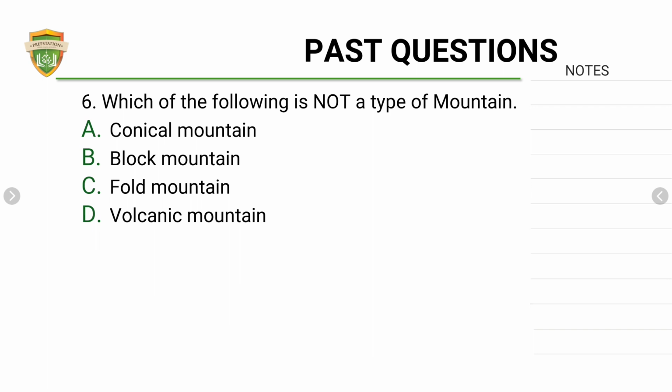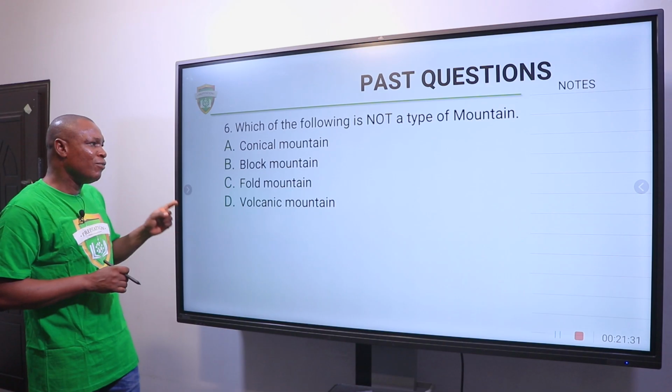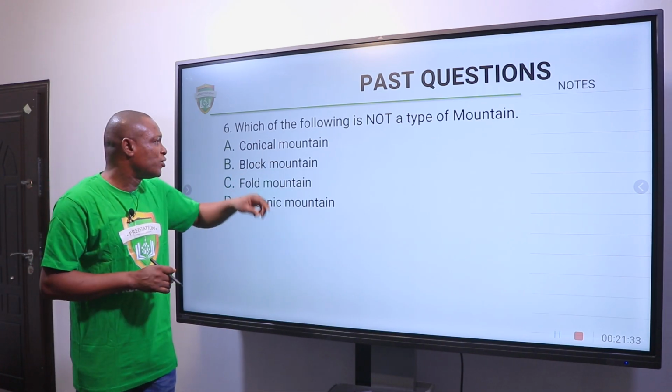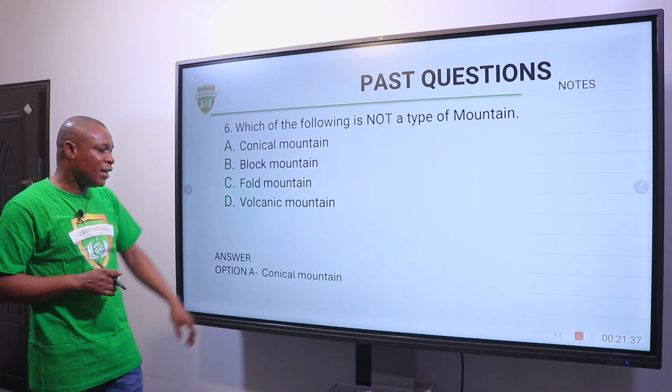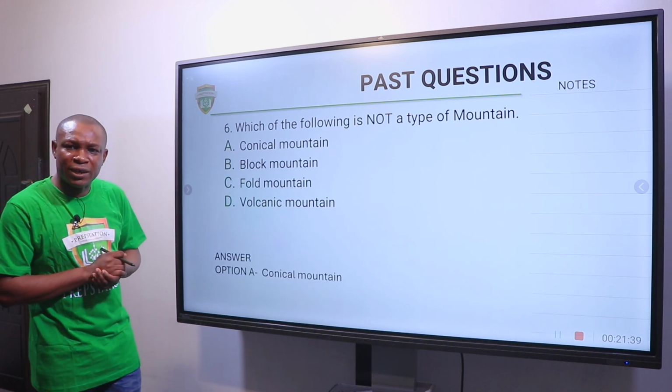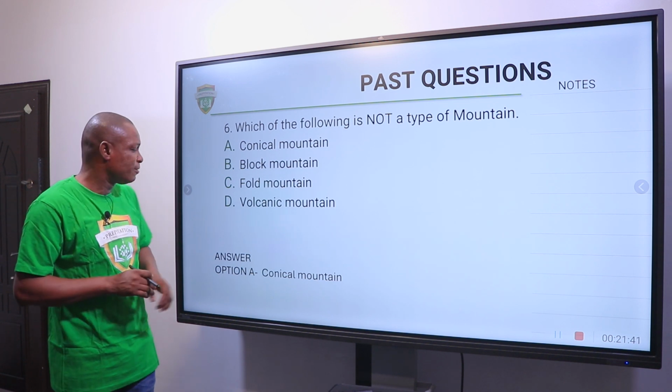Which of the following is not a type of mountain? A, conical mountain; B, block mountain; C, fold mountain; D, volcanic mountain. The question is "not". So the right answer is A, which is conical mountain. There is nothing like conical mountain.